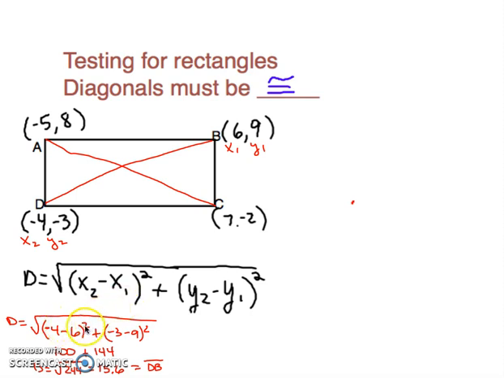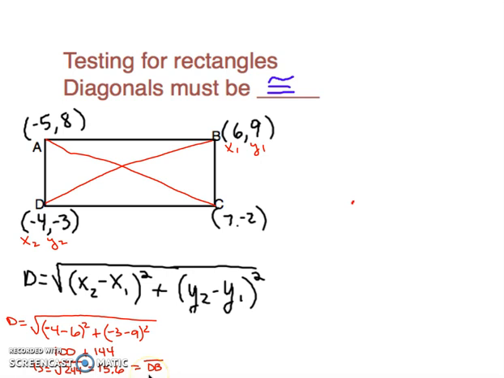So what I did was took x2 minus x1, which would be negative 4 minus 6 squared, plus y2 minus y1, which is negative 3 minus 9 squared. So you get negative 10 squared, which is 100, plus negative 12 squared, which is 144. So you get the square root of 244. Okay, when I plug that in, you get 15.6, which is what the length of DB would be.